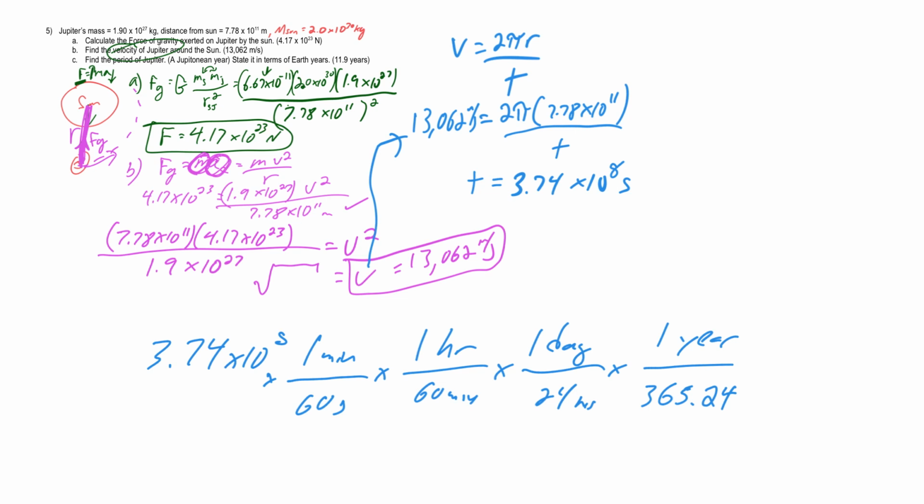So let's go ahead and plug this in. We got 3.74 times 10 to the 8th. Then we're just going to divide by 60 again, divide by 24, divide by 365.24. Let's verify that I get what the key says. I'm getting 11.85, or about 11.9 Earth years.